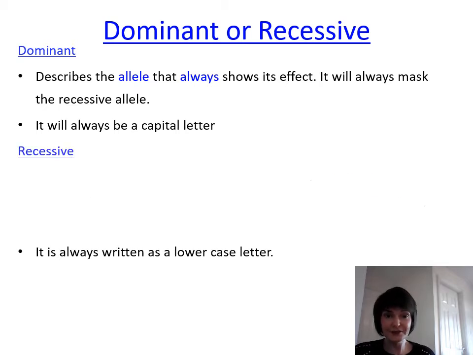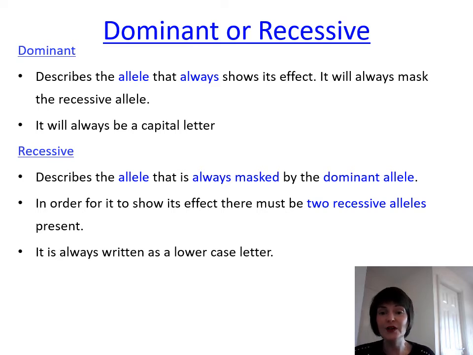If you're recessive, then that describes the allele that is always masked by a dominant allele. So in order for you to show a recessive phenotype, you must have two recessive alleles. And if you're recessive, it's always written as a lowercase letter. So for instance, a small t, or a small b, or a small h. So two lowercase letters for you to have that particular phenotype.